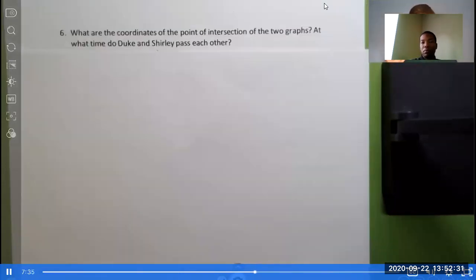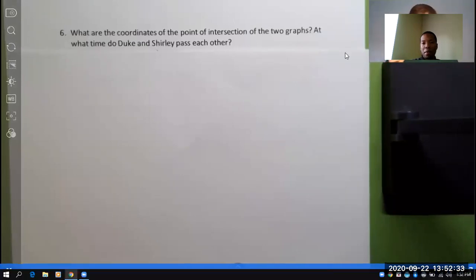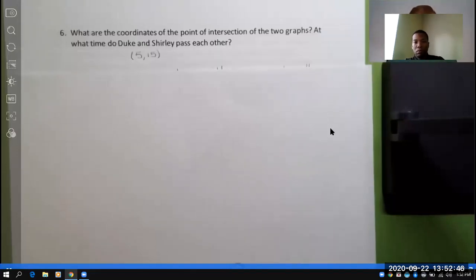So number 6 asks just that. What are the coordinates of the point of intersection of the two graphs? At what time do Duke and Shirley pass each other? So we just found that intersection point, didn't we? Yeah, we said that it was 5:15. Well, wait a minute. So then what does that tell us about the time that Duke and Shirley pass each other?